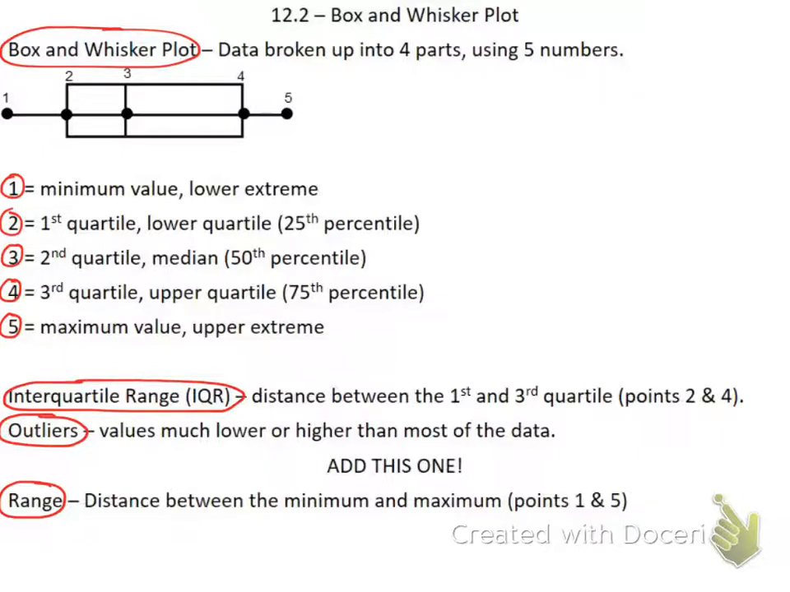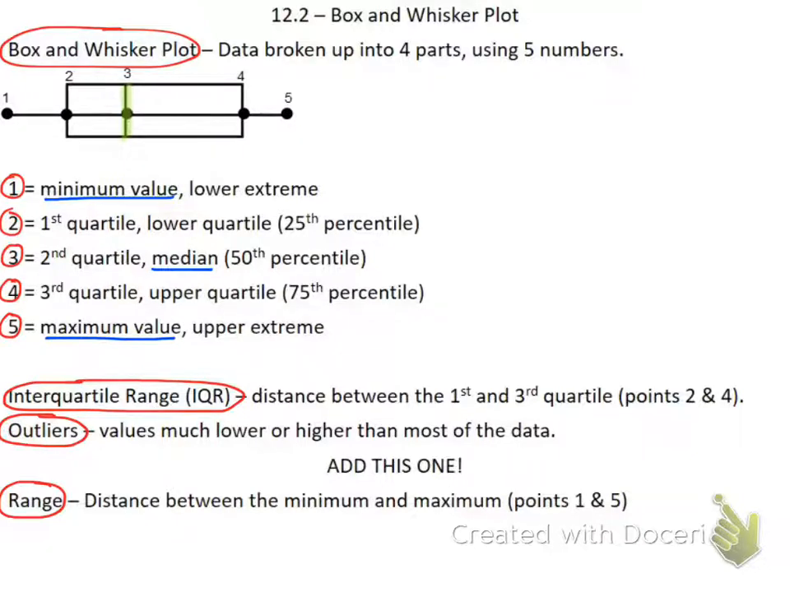So box and whisker plot, data broken up into 4 parts using 5 different numbers. The first number is our minimum value, the third number is our median, and the fifth number is our maximum value. Left 2 and 4 out just for now. So box and whisker plot is basically just taking a median 3 different times. So number 3 right here, that's my median, so that's cutting my data in half, which means I have half the data between 1 and 3 and half the data between 3 and 5.